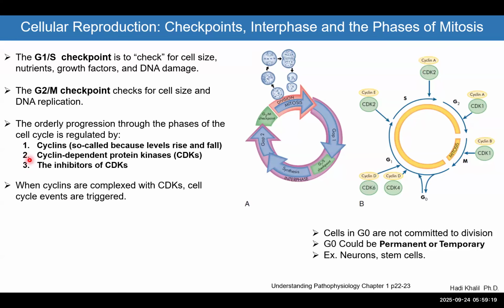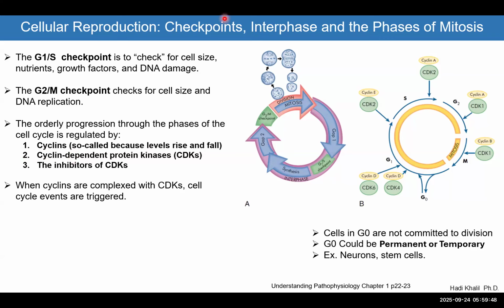And then you have the cyclin-dependent protein kinases. So these are kinases that perform the phosphorylation function of the cyclins. And then the third category, these are the inhibitors of these cyclin-dependent protein kinases. So the inhibitors of this second category here.